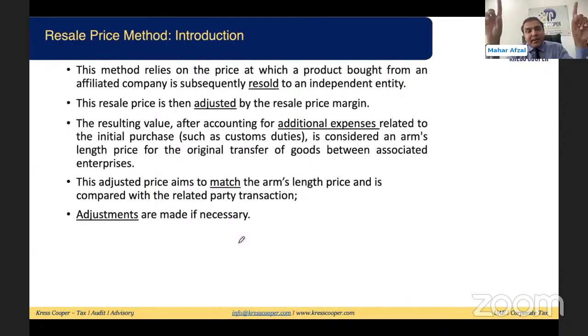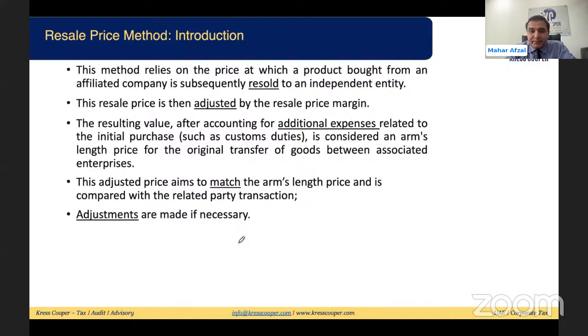You just need to keep in mind the example: A to B, B to the third party. The price at which B is selling to the third party, we need to reverse it back after adjusting the margin, after adjusting the cost of B. The remaining should be the purchase price of B, not the exact purchase price. We are looking for what should be the purchase price of B. Then we need to match it with the arm's length price, and compared with the related party transaction, we need to make the adjustment. This is how we can ascertain the fair market value in between A and B by doing the reverse working.